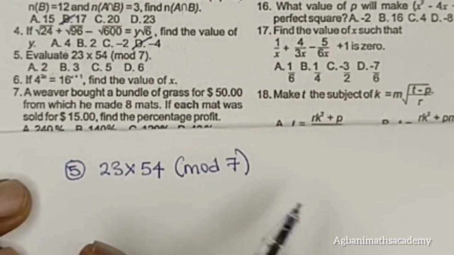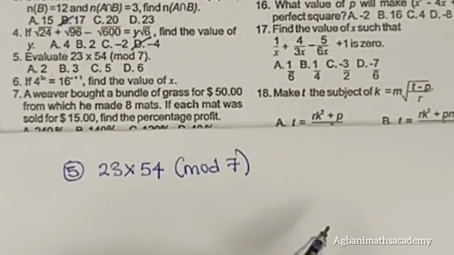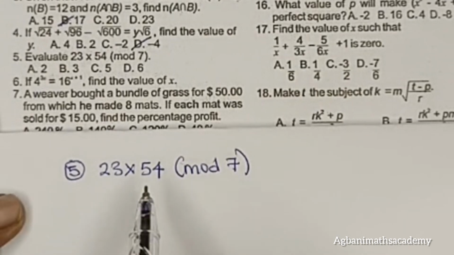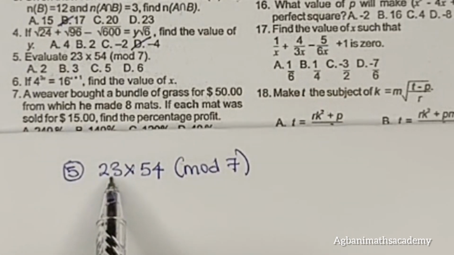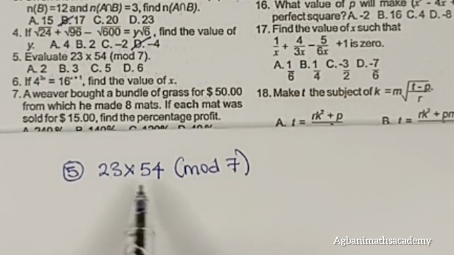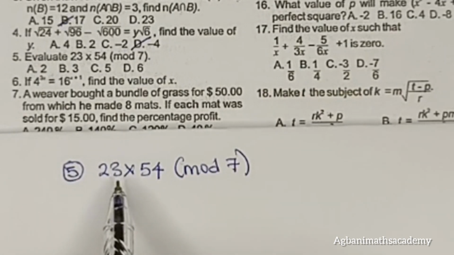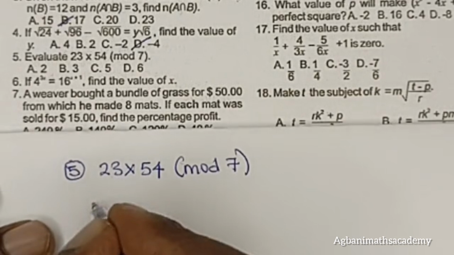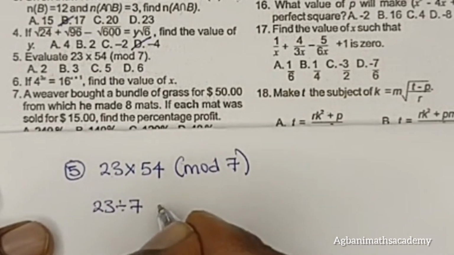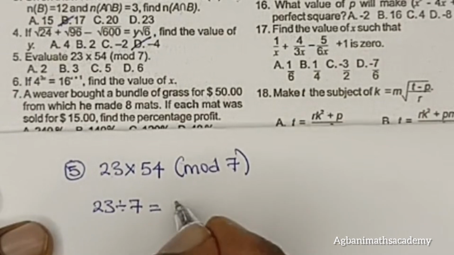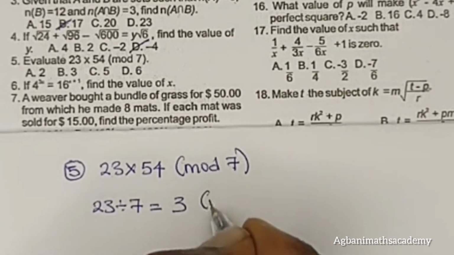So in this process of calculation, all the values we are going to use should be less than 7. Okay. So what we are going to do is divide. 23 is more than 7. So we're going to divide 23 by 7 and then find the remainder, because the remainder of this division should be less than 7. Okay. So we have 23 divided by 7. 23 divided by 7 is going to give us 3 remainder 2.